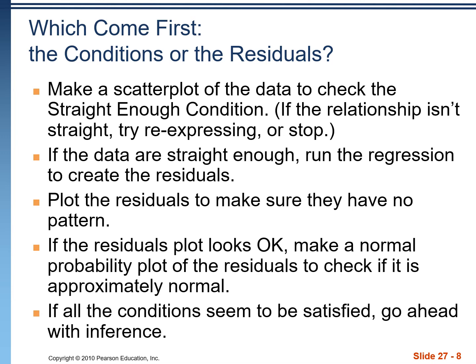We want to make a scatter plot. We want to check to see, is it linear? Is it straight enough? If it's not, we can stop. We can try to re-express it by taking, say, the log or the square root of the x's or y's. That's what we covered back in Chapter 10.